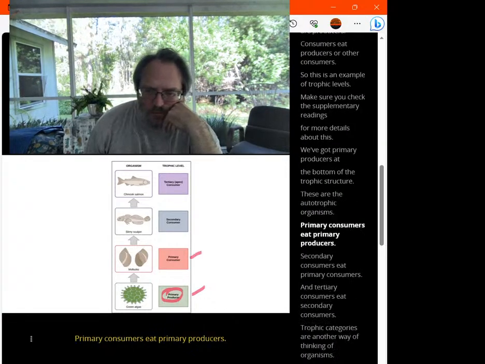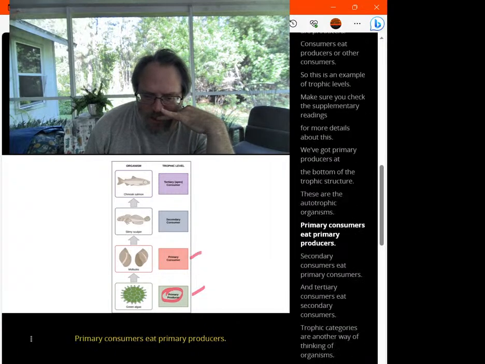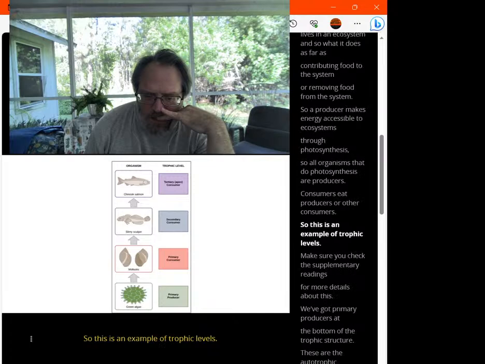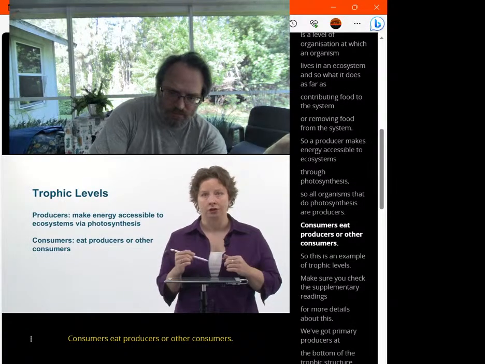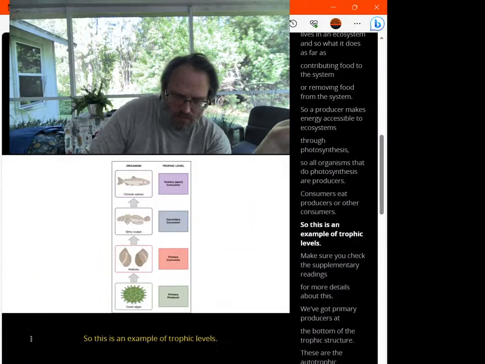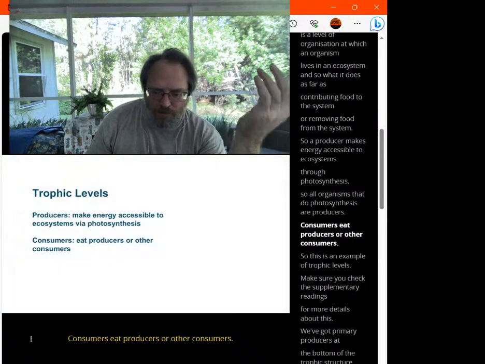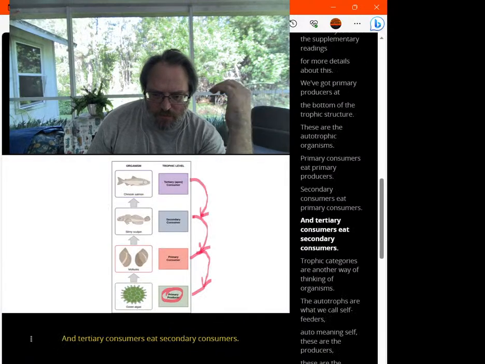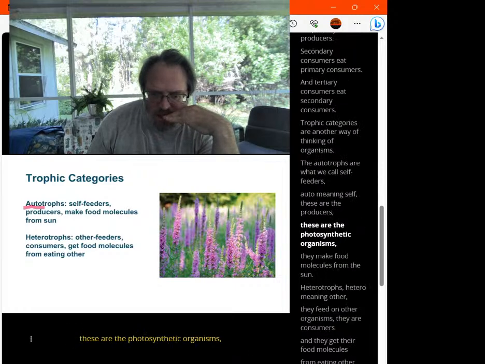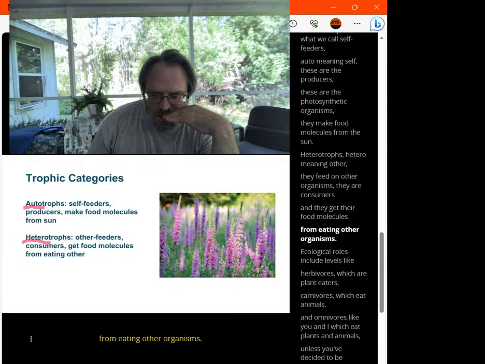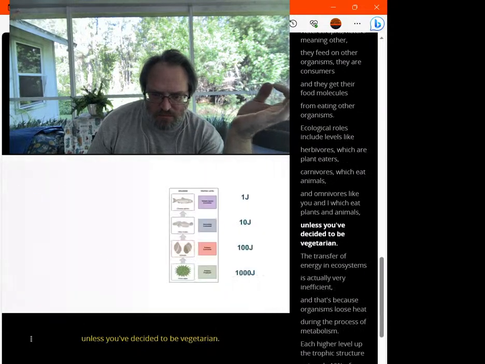Primary consumers eat primary producers. Secondary consumers eat primary consumers. This is an example of trophic levels of the trophic structure. Make sure you check the supplement. Consumers eat producers or other consumers. Trophic categories are another way of thinking of these: the photosynthetic organisms, and those that get energy from eating other organisms. Ecological roles include levels like Earth.